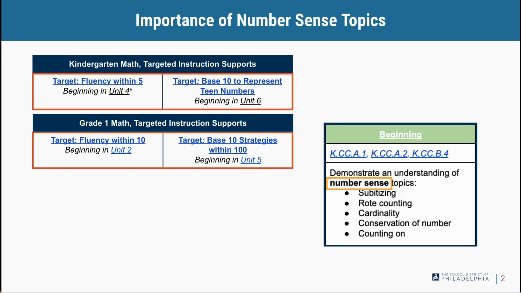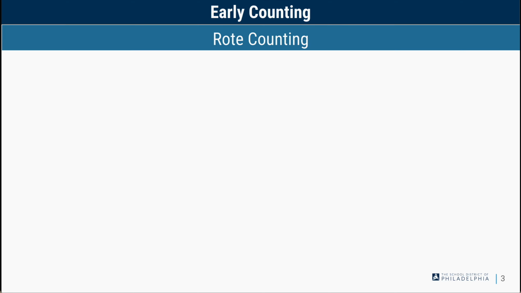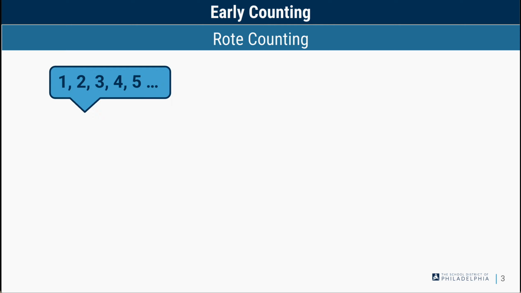The purpose of this video is to provide us with a brief overview of these number sense topics to best prepare us to support students in developing number sense. To begin, we will look at some number sense topics that support early counting. The first being rote counting. Rote counting is the ability to say the counting sequence both orally and in numerals in the correct order. 1, 2, 3, 4, 5, and so on.